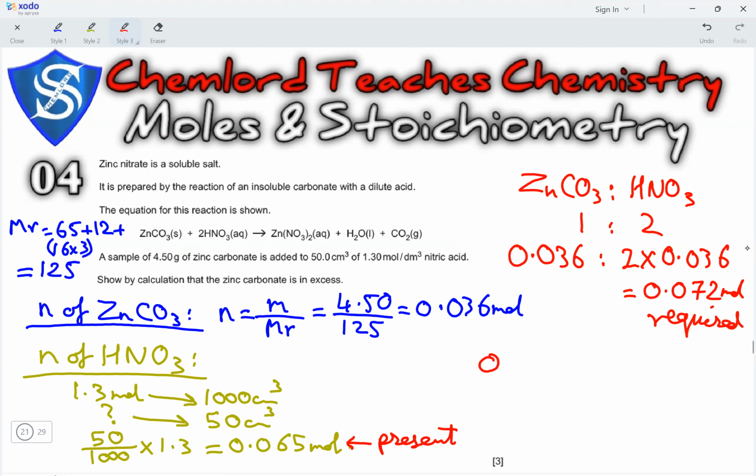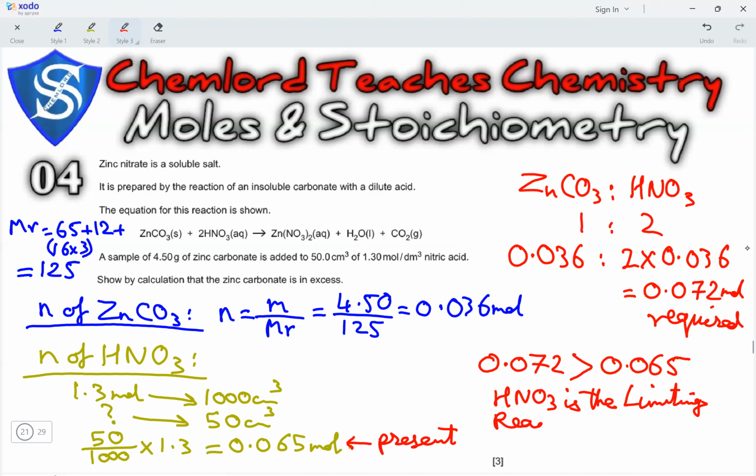So 0.072 is greater than 0.065, which means the amount required is greater than the amount present. This makes HNO3 the limiting reactant, which confirms that zinc carbonate is present in excess.